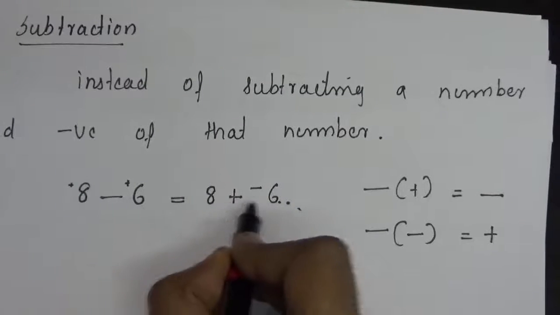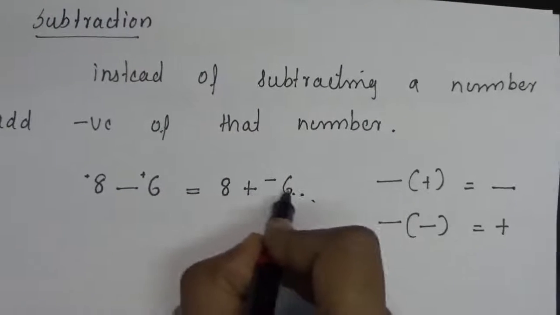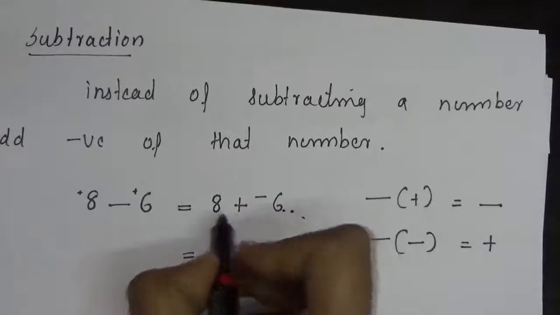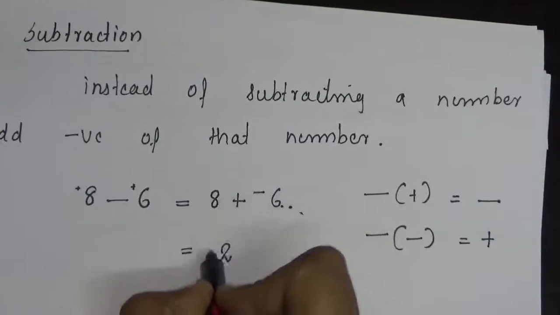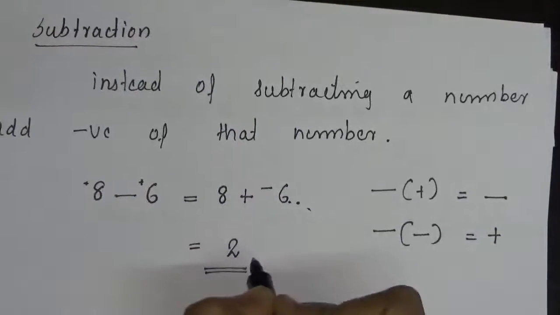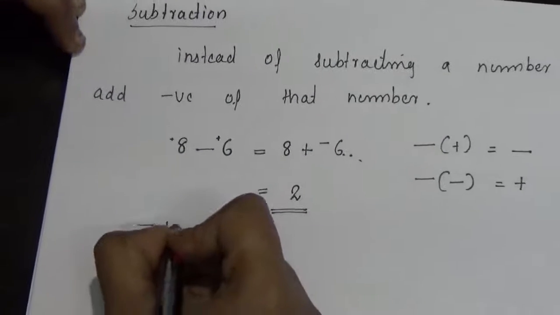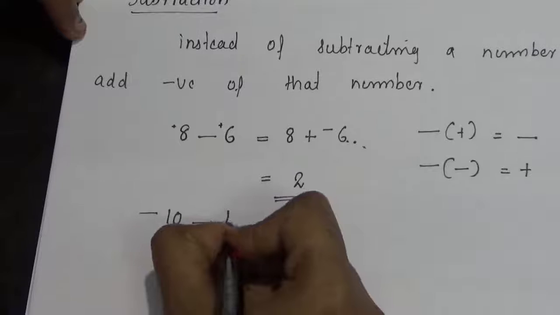Okay, so in that case we find the difference between the numbers 8 and 6, that is 2. And we put the sign of the large number, that is 8 here. So it is positive. So the answer is 2. Okay. Next example. Suppose we have the numbers minus 10 minus 4.